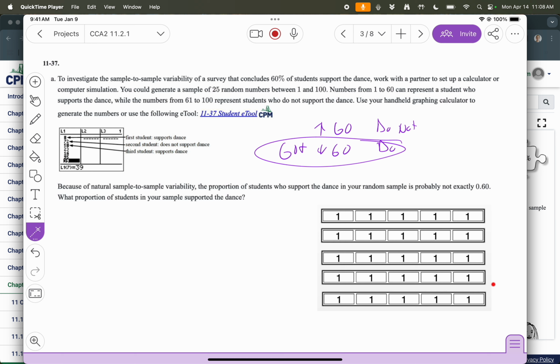And then CPM also has a random number generator that you can use. Let me start to show you some of this stuff. Well, before we get into that, because of the natural sample variability, the proportion of students who support the dance in a random sample is probably not 60%. What is the proportion of students in your sample that supported the dance? So we are going to generate a sample of 25 random numbers between 1 and 100 and find this out.